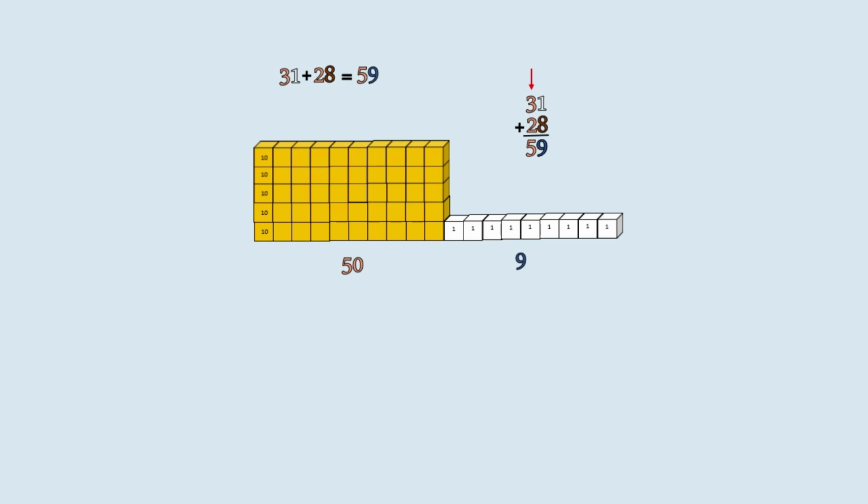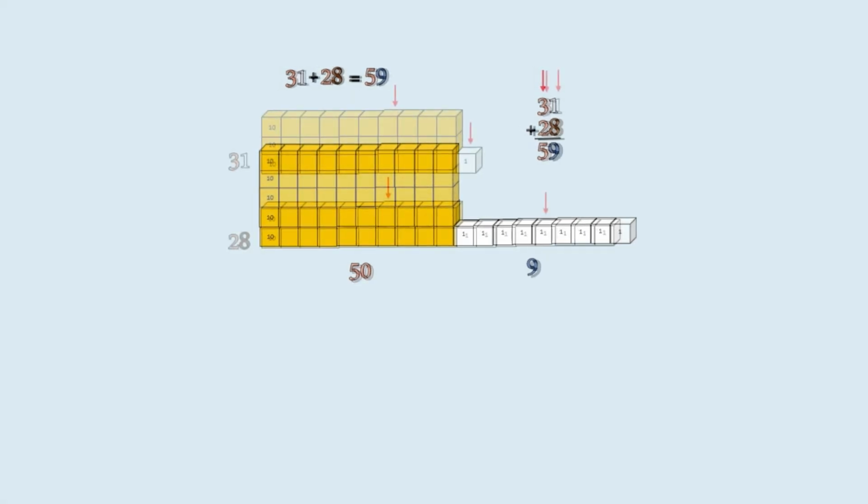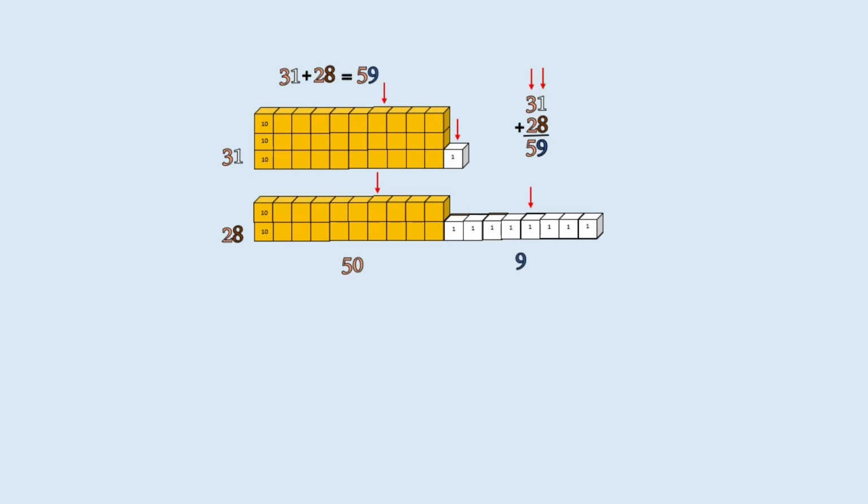Practice this drill with other pairs of 2-digit numbers, using only pairs where the sum of the ones column is 9 or less. Once your child is comfortable with adding pairs where the sum of the ones is 9 or less, you can move on to the next drill, which is adding pairs where the sum of the ones is greater than 9.